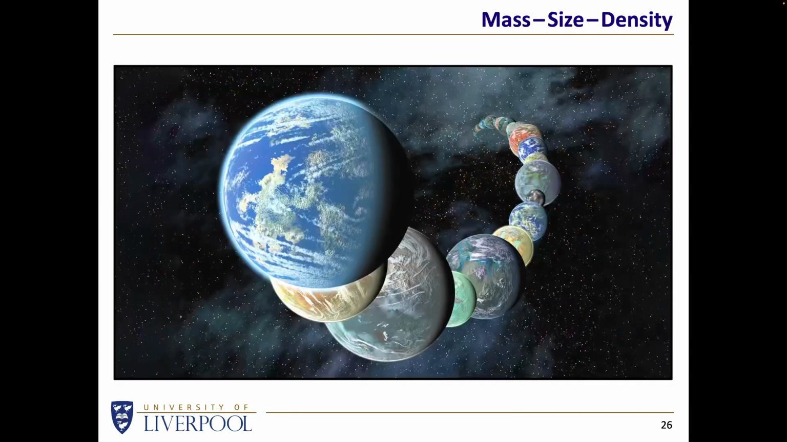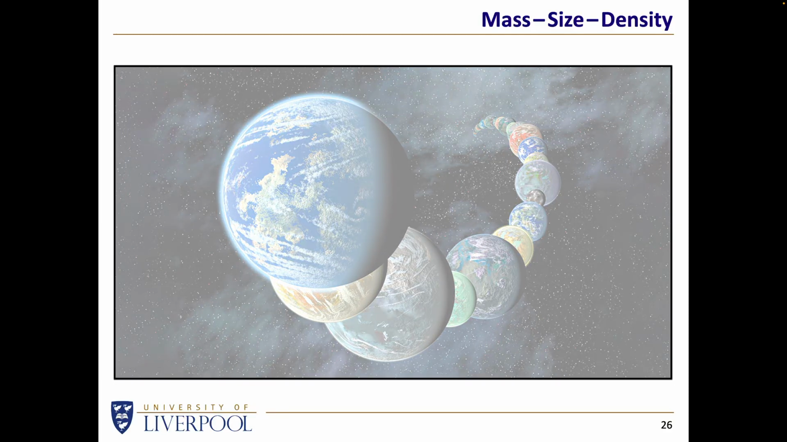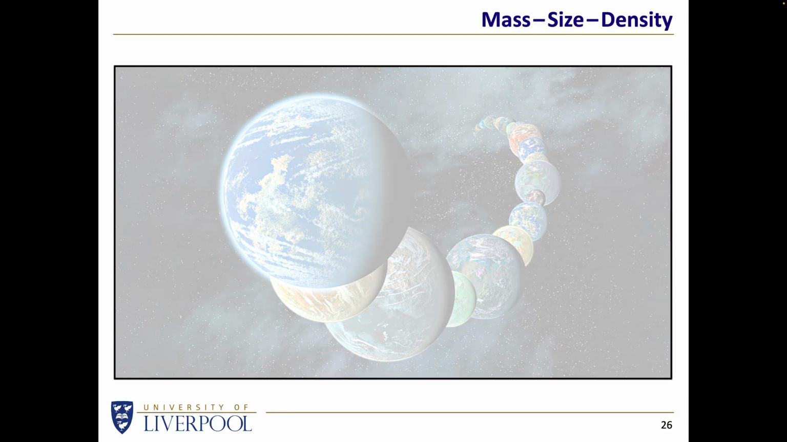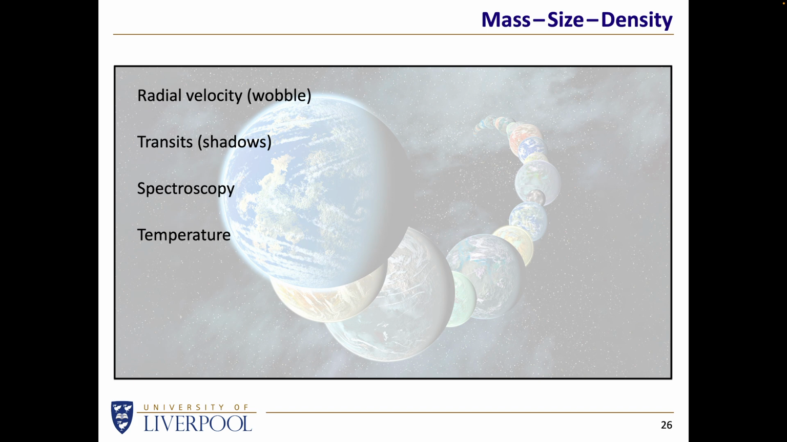But if we think about the techniques we've been talking about, massive planets will make the star wobble, and big planets will block light from the star if they happen to be in transit. If we're really lucky, we can apply multiple techniques to the same system. This is where the real power comes in.